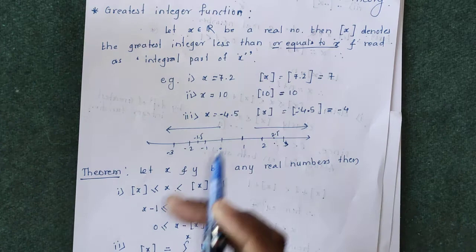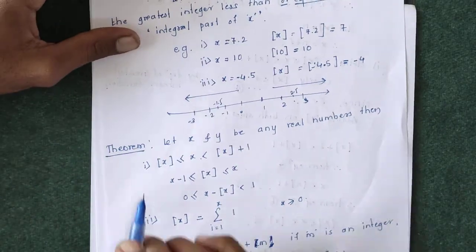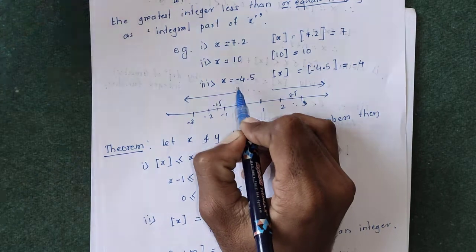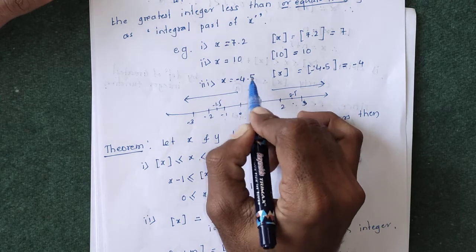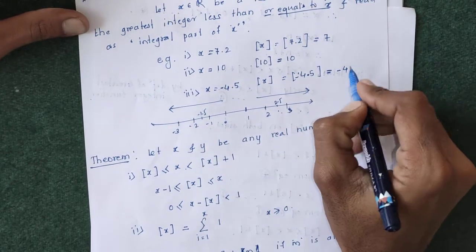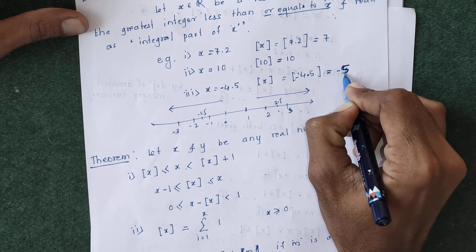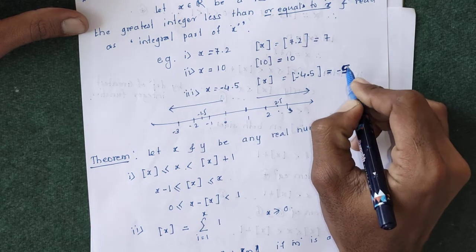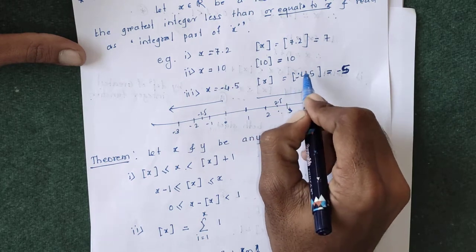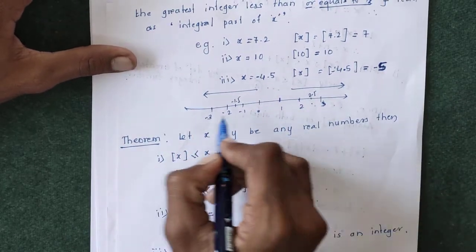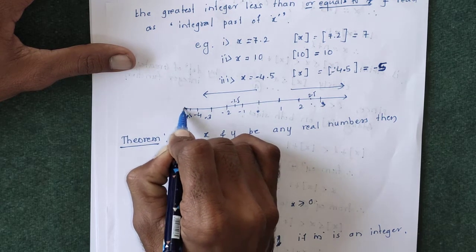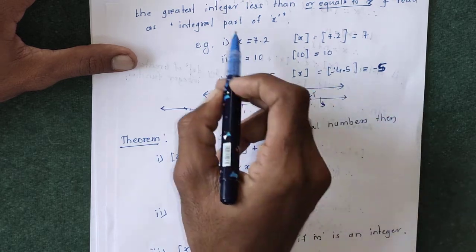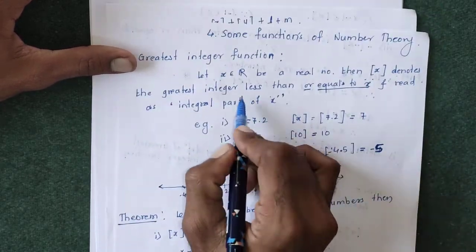After the definition of greatest integer function, we have seen some examples. In between, the third example, x is equal to minus 4.5. So the greatest integer function of minus 4.5 is minus 5, not minus 4, since minus 5 is the greatest integer less than or equal to this minus 4.5. Here minus 3, minus 4, then minus 4.5. This is minus 4.5, and after that the greatest integer less than or equal to that x.